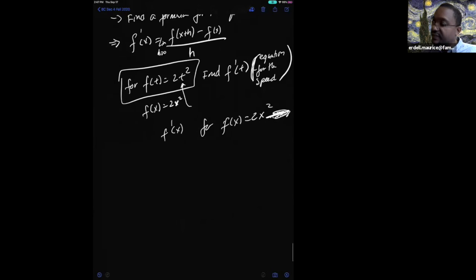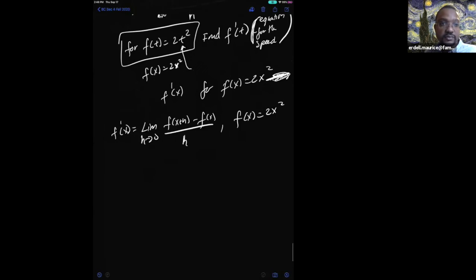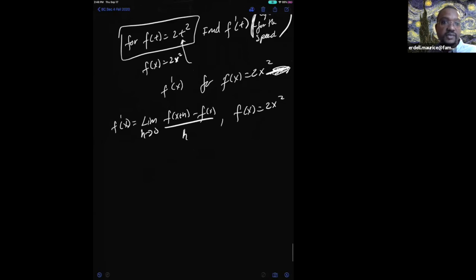I want to find the derivative of this function, f prime of x. The formula is the limit as h goes to 0 of f of x plus h minus f of x, divided by h. In this example, f of x is equal to 2x squared. Yes, that's right.